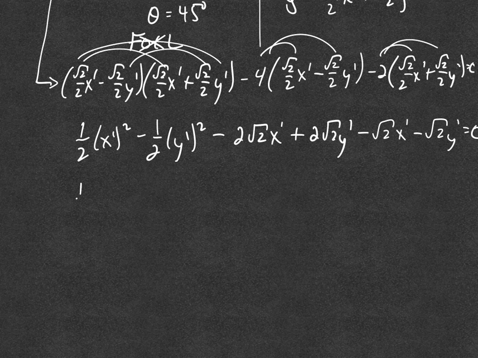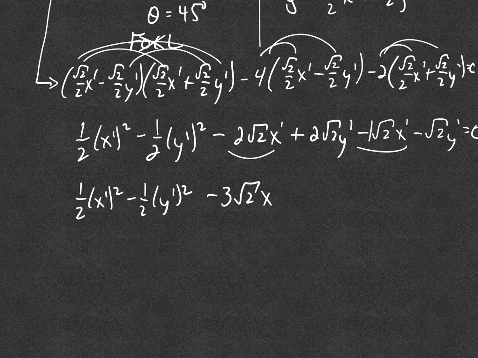A couple of like terms that I have to put together. I've got x primes and x primes, so negative 2 square roots of 2 and negative 1 square root of 2 would make that negative 3 square roots of 2 x prime. And then the y primes, positive 2 square roots of 2 and negative 1 square root of 2 would leave me with positive 1 square root of 2 y prime. All right, and I'm just going to double check to make sure that looks okay. Minus and plus. Yep, that looks good.